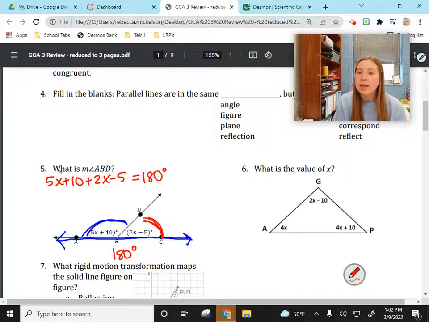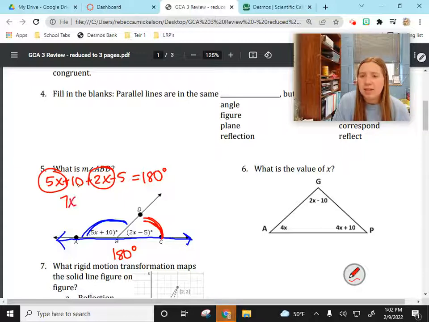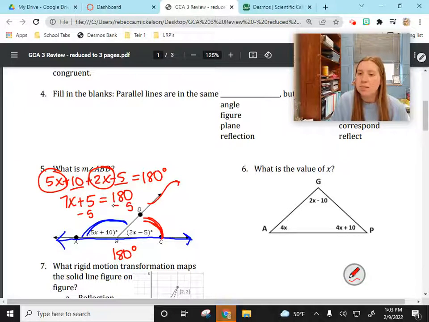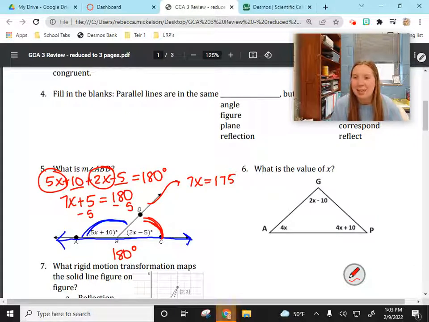We're going to combine our like terms just like we did with number 1. 2x and 5x is 7x. 10 minus 5 is a positive 10, so it's a plus 5, equals 180. We're going to subtract 5 from both sides, so 7x equals 175. Our last step is going to be to divide. I have my Desmos calculator pulled up on my computer, but I'm going to use my handheld one.